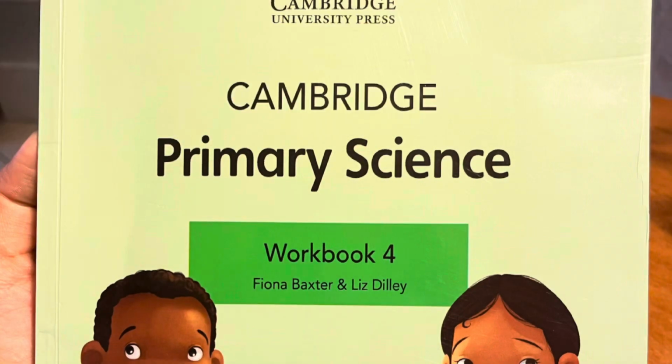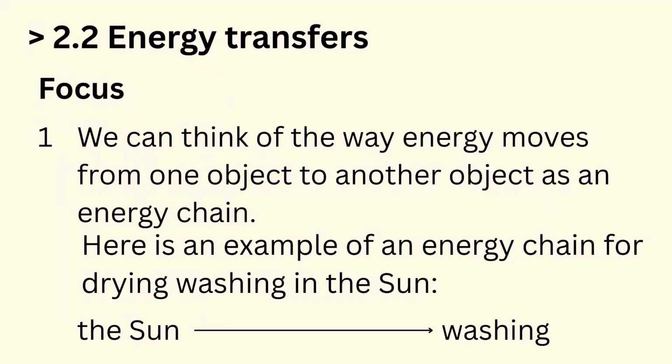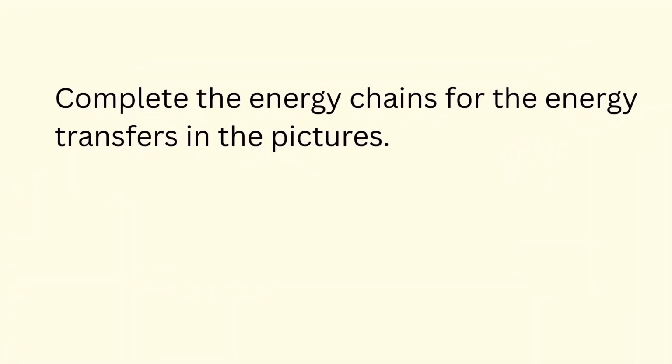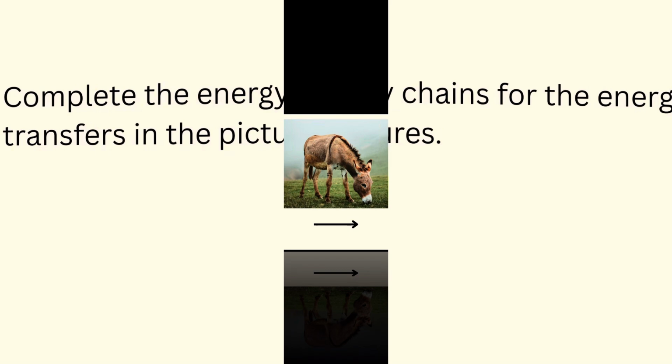Hello everyone, today we're gonna do the exercises from Cambridge Primary Science Learner's Book 4. Unit 2, Energy, 2.2, Energy Transfers. Focus. Question 1. We can think of the way energy moves from one object to another object as an energy chain. Here is an example of an energy chain for drying washing in the sun. Complete the energy chains for the energy transfers in the pictures.